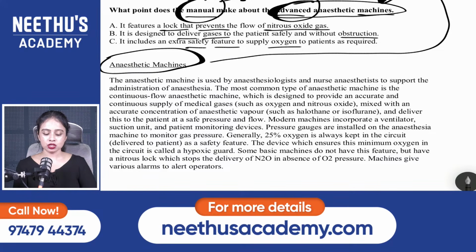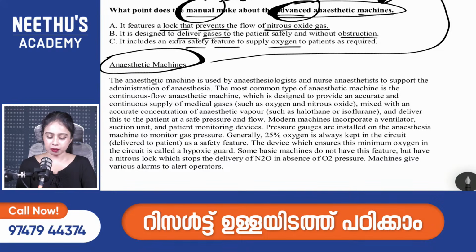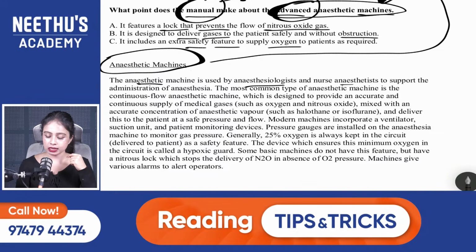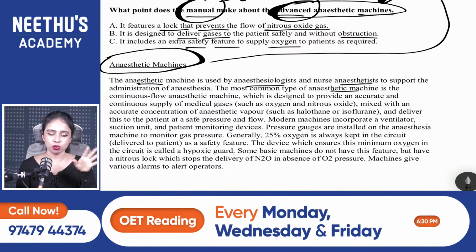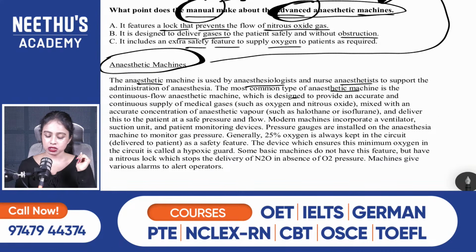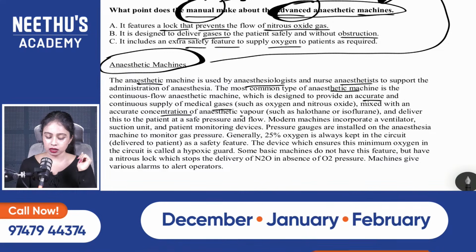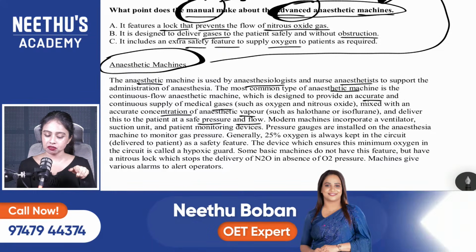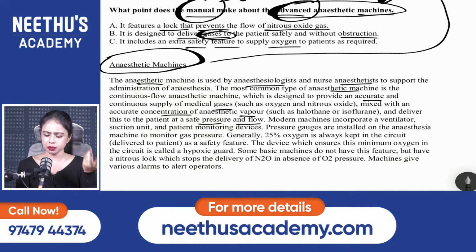I'll show you how. In my mind, I'm just feeding in: latest anesthetic machines. The anesthetic machine, no, latest anesthetic machine, I just want to know, is used by anesthesiologists and nurse anesthetists to support the administration of anesthesia. The most common type of anesthetic machine is the continuous flow anesthetic machine, which is designed to provide an accurate and continuous supply of medical gases mixed with an accurate concentration of anesthetic vapor and deliver this to the patient at a safe pressure and flow. In the second option, they have clearly mentioned delivering gases, but it is about the anesthetic machine, not about the latest machine. So I simply eliminate option B.